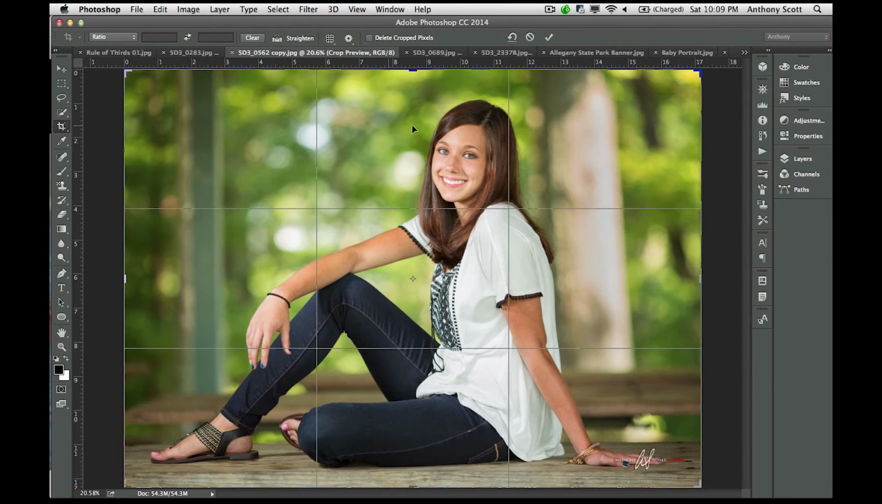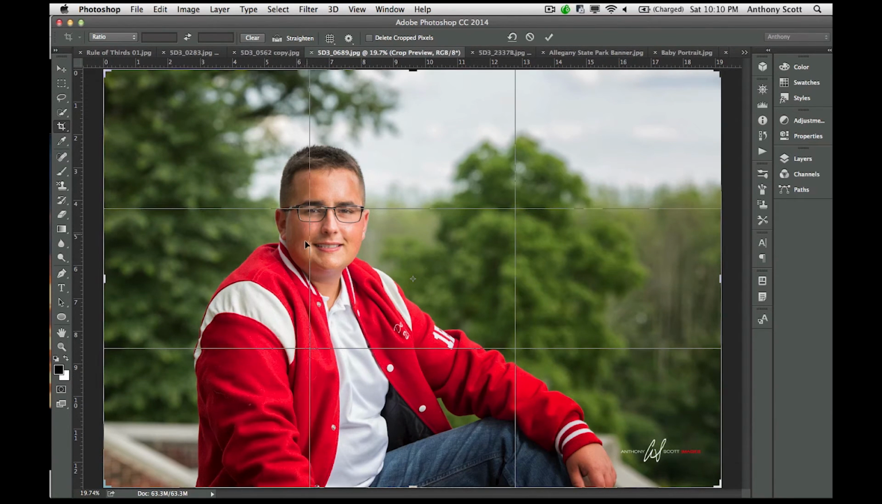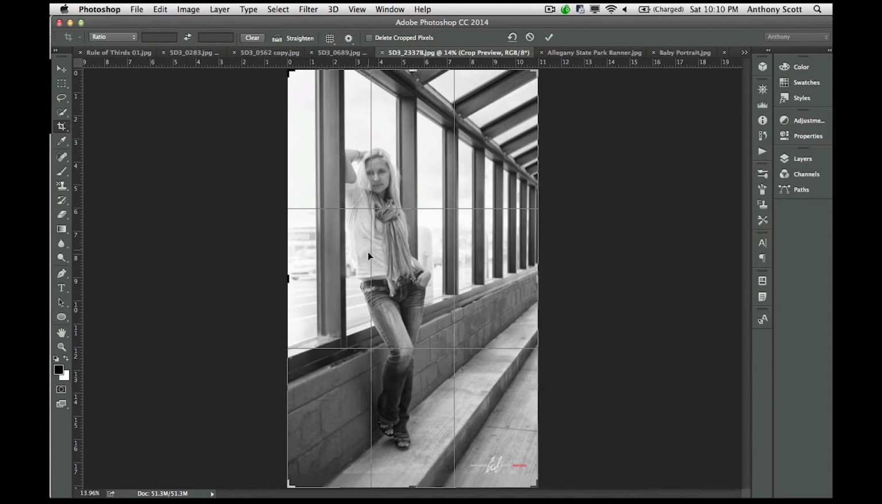In this example, the subject is placed on the right third and her body forms a triangle. In this one, the subject is on the left third and also forms a triangle. This example shows the rule of thirds and repeating elements.